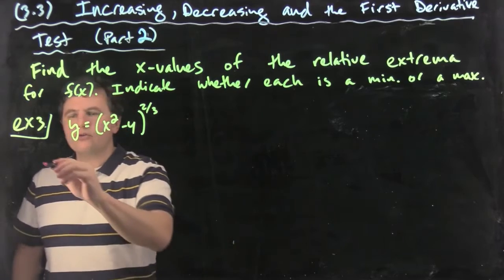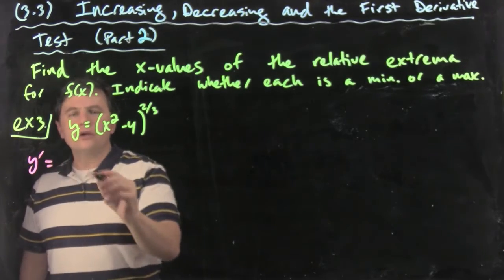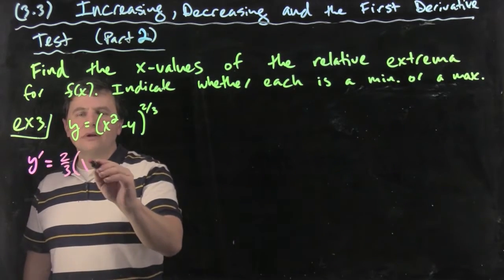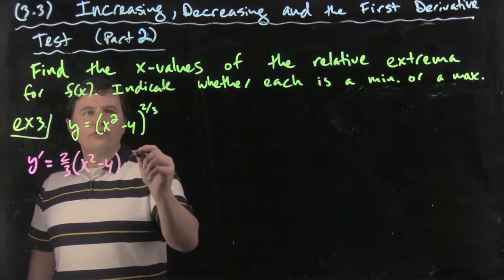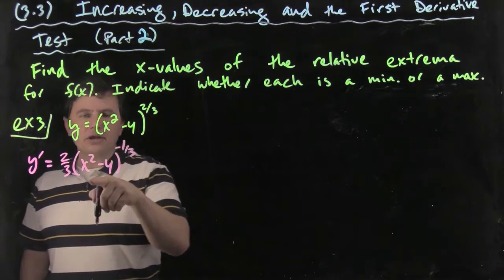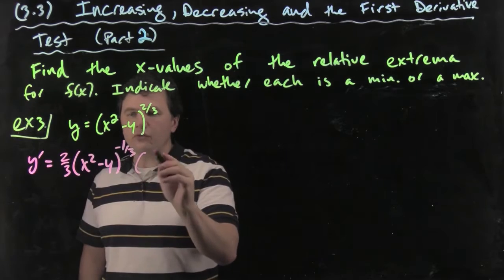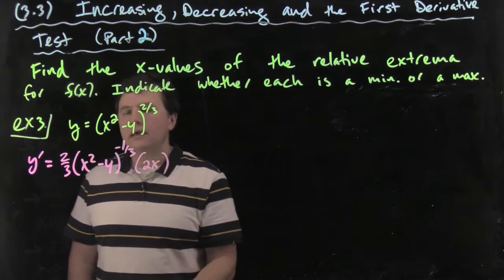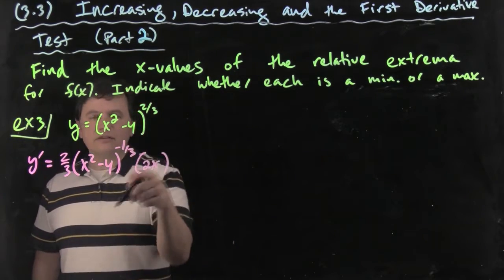So let's take our derivative, looking for our critical points. 2/3 comes down, x squared minus 4 to the negative 1/3. Got to make sure I pay attention to chain rule here, so this will be times 2x. I think it's a good idea to simplify this.